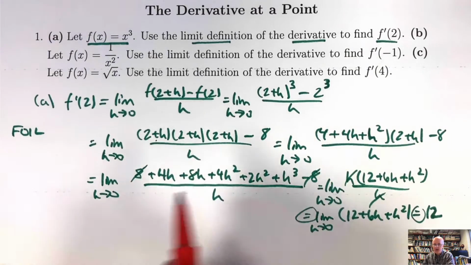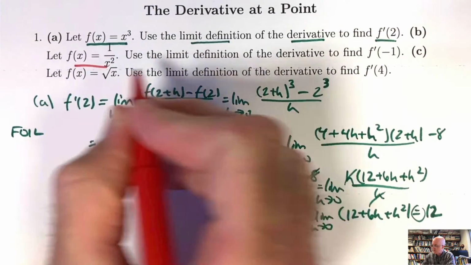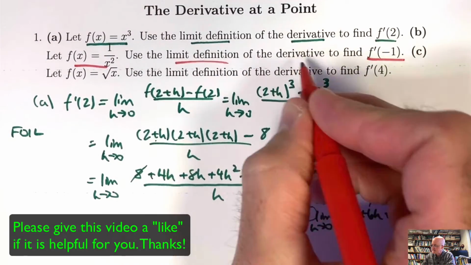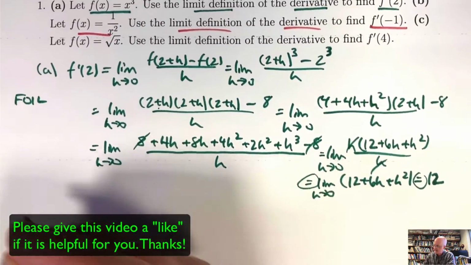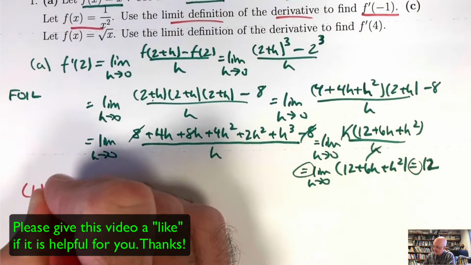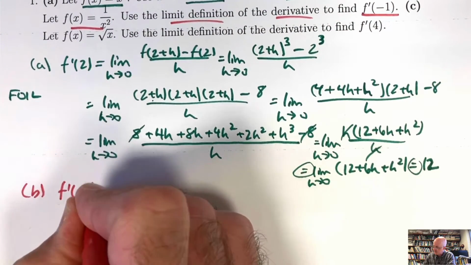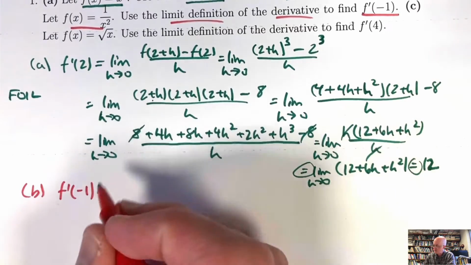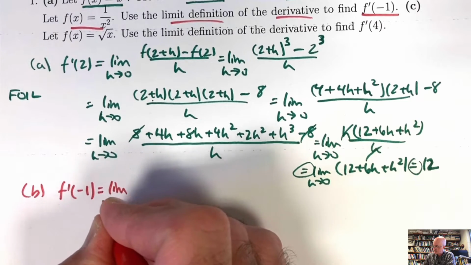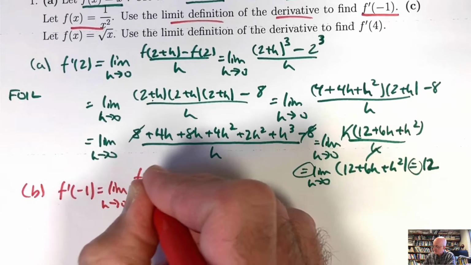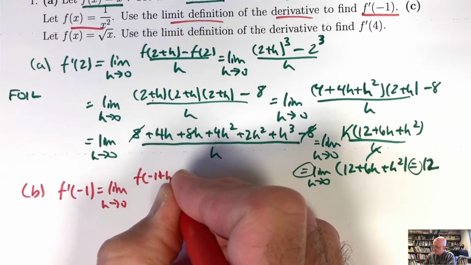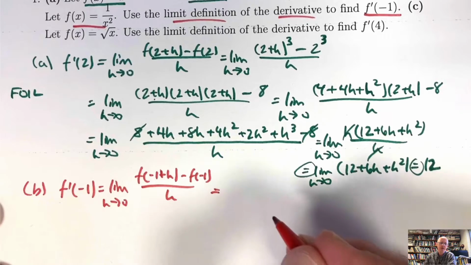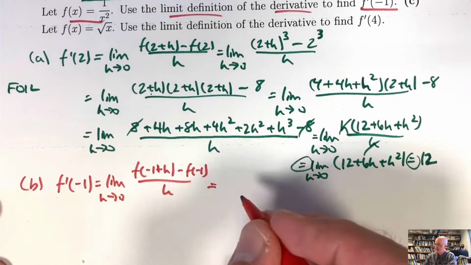All right, part B. Now f of x is 1 over x squared. We want to find f prime of negative 1, once again using the limit definition of the derivative. For part B, f prime of negative 1. It's, in the abstract, a similar kind of limit, except use a negative 1 instead of a 2. Limit as h goes to 0 of f of negative 1 plus h minus f of negative 1, all divided by h. So in the abstract there, it's the same kind of idea, but it is a different function.